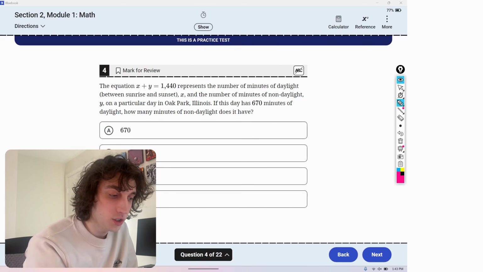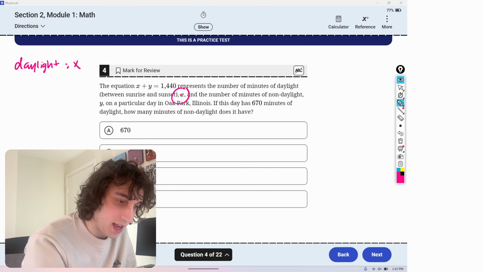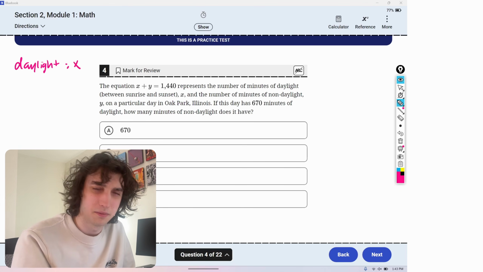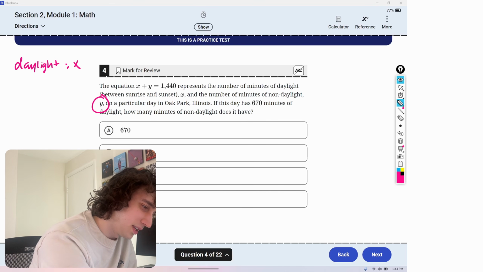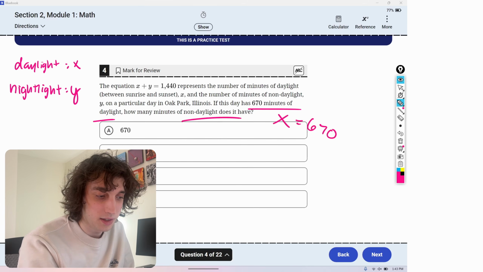Number 4, the equation x plus y equals 1440 represents the minutes of daylight, x, and number of minutes of non-daylight, or nightlight. That nightlight sounds wrong, but we're going to call it nightlight because it's funny. If this day has 670 minutes of daylight, so 670x, then how many minutes of non-daylight does it have?